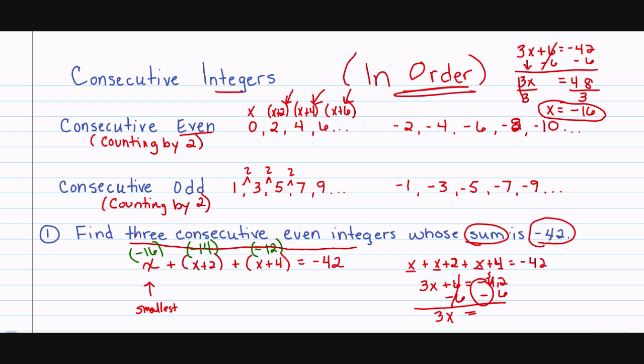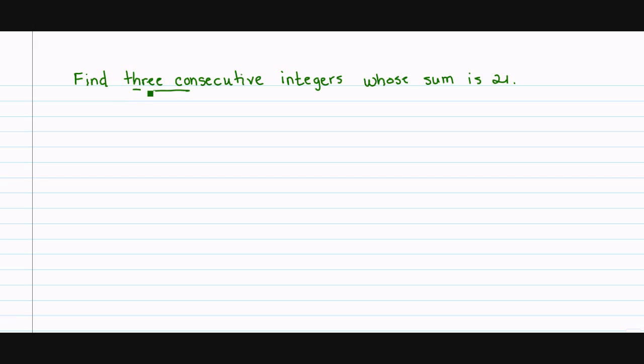Let's try another one. I like these. These are fun. Okay, how about: find 3 consecutive integers whose sum is 21. Okay, I'm going to find 3 numbers.